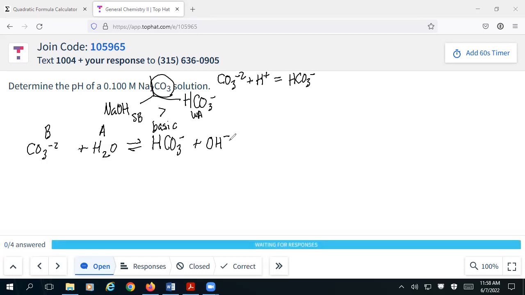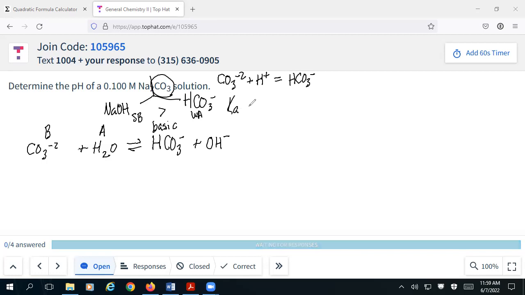We've got two things left to do, three technically. We've got to set up our ice table. We've got to solve our equilibrium expression for the concentration of hydroxide so that we can figure out the pOH and the pH. But before we can do that, we need to know the equilibrium constant for this expression. And that's where the bicarbonate is going to come in.